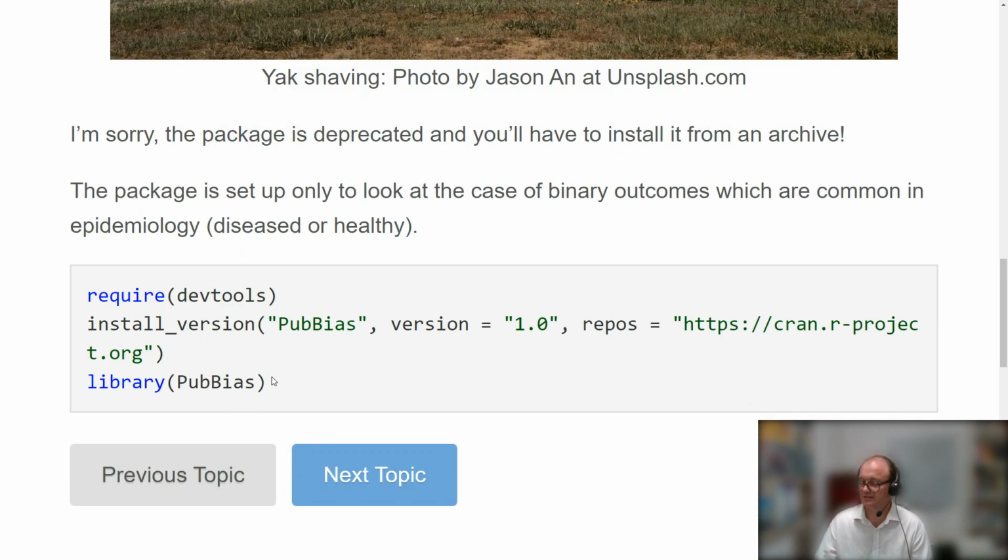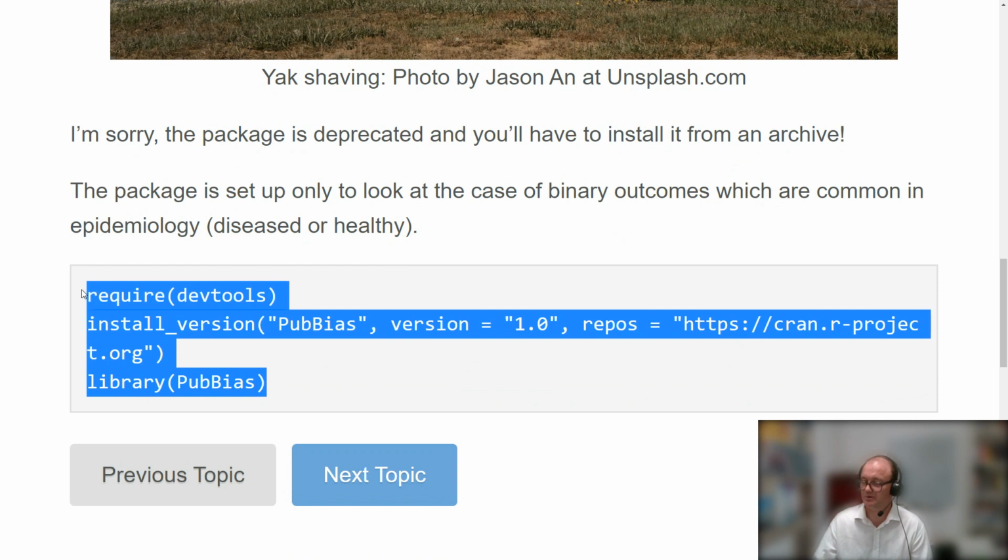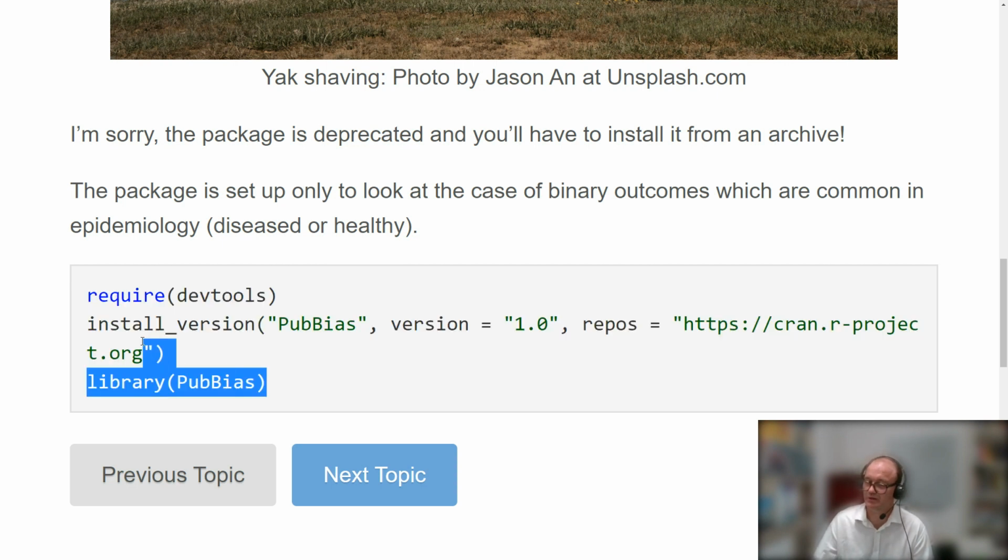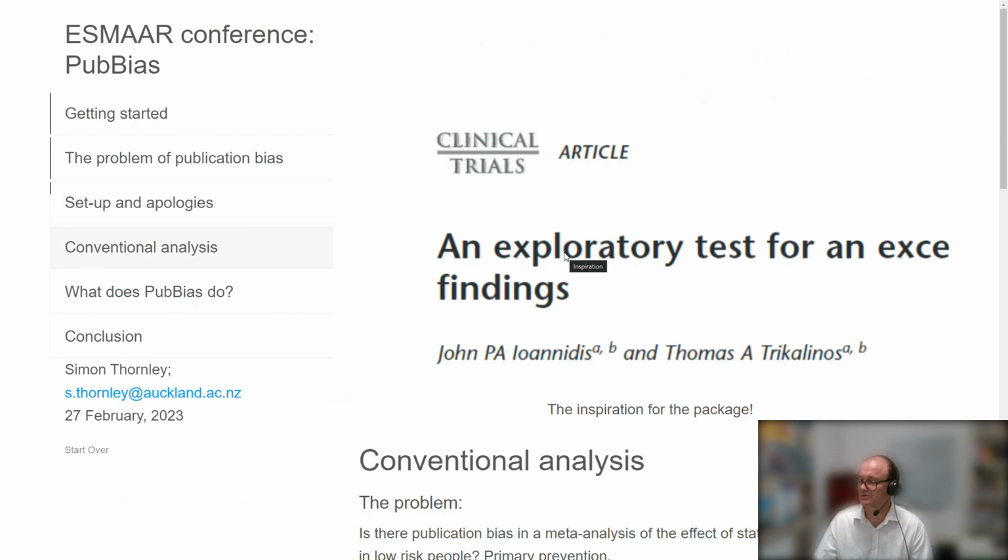Because I've let the package slip, you need a few more lines of code to install it than would otherwise be necessary. But it's still working okay.